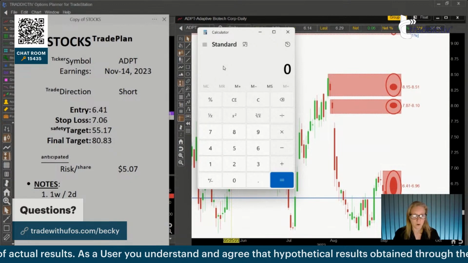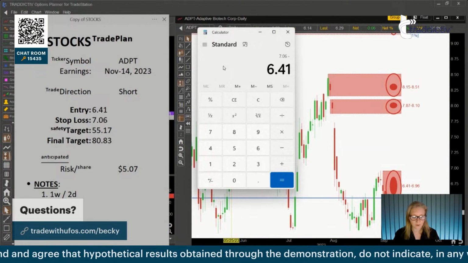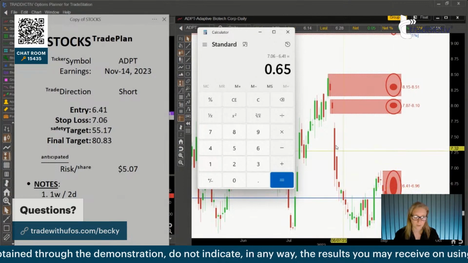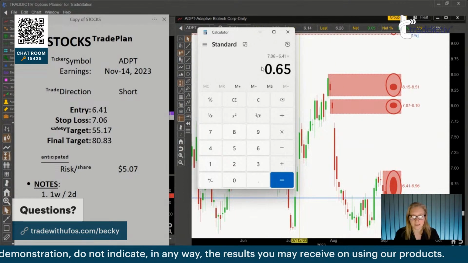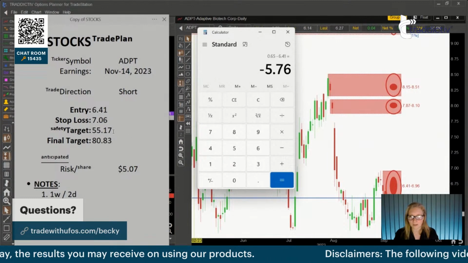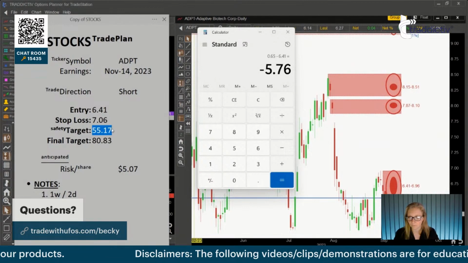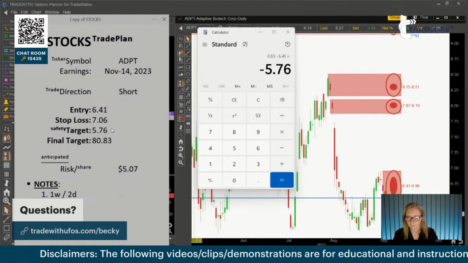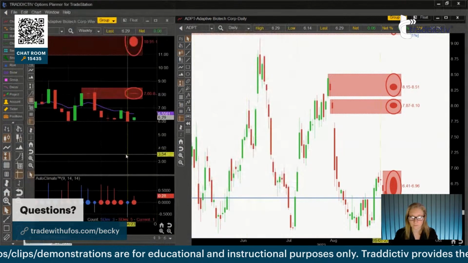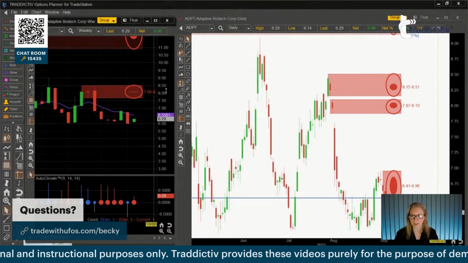Alrighty, so we're going to go 7.06 as the stop loss minus 6.41. 7.06, by the way, because I took that higher number, added 10 cents. 65-cent risk means our safety target is going to be 5.76. Okay, the final target, if I remember correctly, there wasn't one.